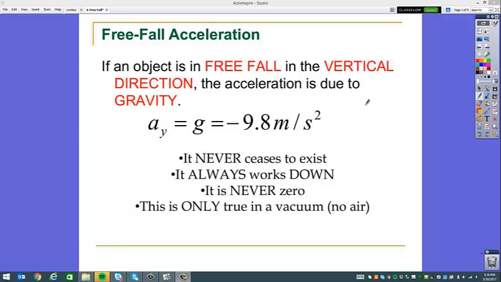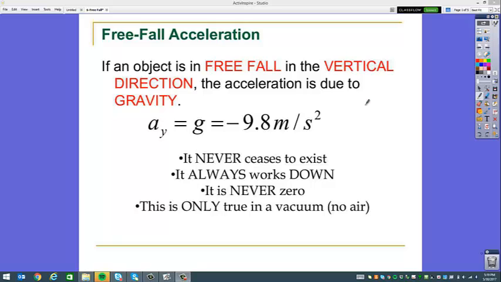By definition, if an object is in free fall, in the vertical direction, the acceleration is due to gravity. What that means is that the only thing that's making the object speed up or slow down is gravity. An object doesn't technically have to be falling to be in quote unquote free fall. When you throw a ball up and it leaves your hand, there's nothing acting on it other than gravity. The ball goes up, the ball comes back down. Why? Because of gravity. It doesn't necessarily mean that the object is always going down. It just means that the only acceleration or the only force acting on it is gravity.